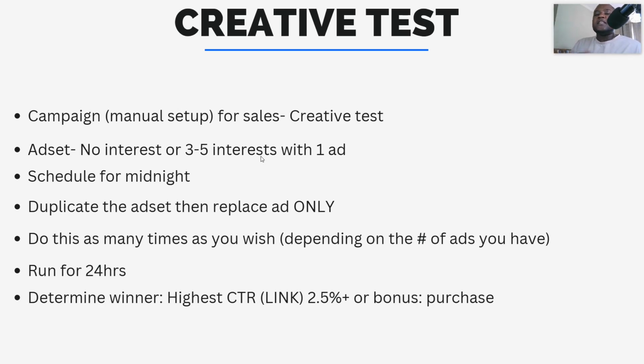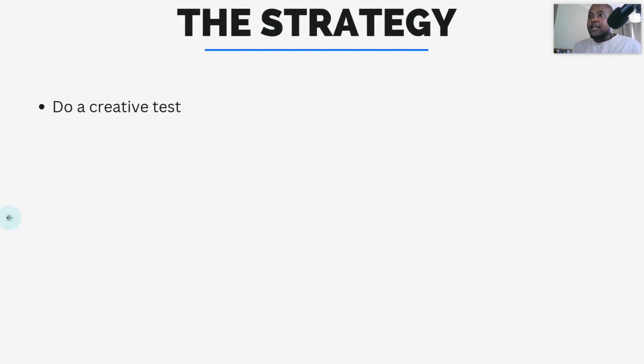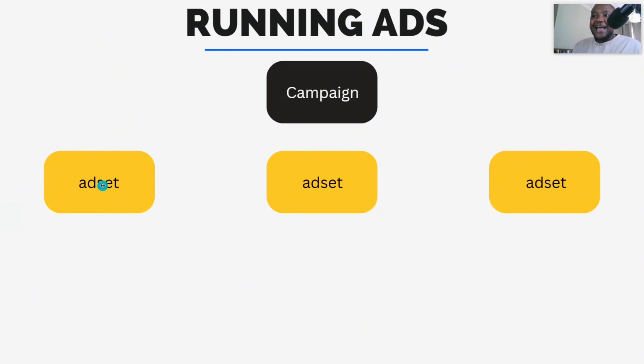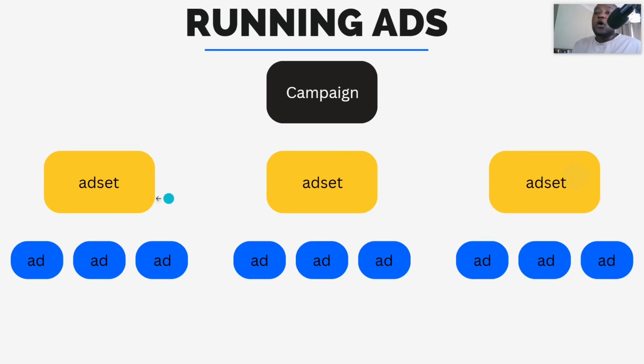But if yours is a little bit more niched, then you can work with your 3 to 5 best ideas of the people who will be interested in this, and you just stack them together, right? And in that ad set, you only have one advertisement. So let's go back a little bit. For example, right here, in this ad set, you will have no interest or 3 to 5 interests on this one ad set with one advertisement inside of it. All right.